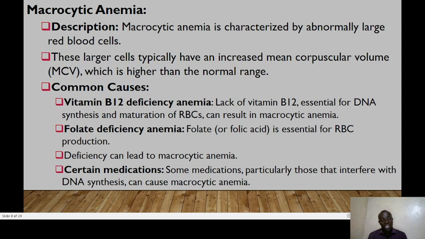Common causes include vitamin B12 deficiency. There is lack of vitamin B12, which is essential for DNA synthesis and maturation of RBCs, and this could result in macrocytic anemia, followed by folate deficiency. Folate is vitamin B9, and is very essential for RBC production, so deficiency of this could also lead to macrocytic anemia. We also have certain drugs, particularly those that interfere with DNA synthesis, that could also cause macrocytic anemia. So, guys, to remember the mnemonic for macrocytic anemia, remember vitamin B12, vitamin B9.